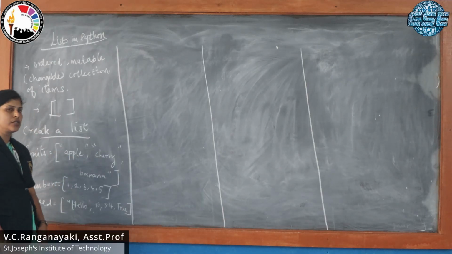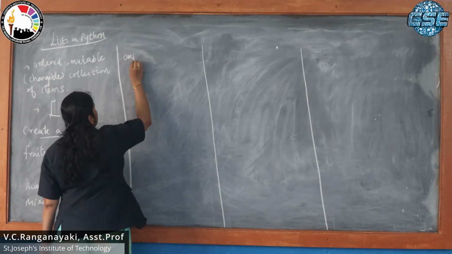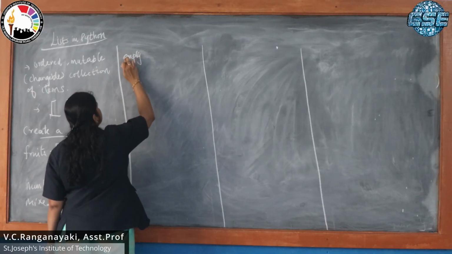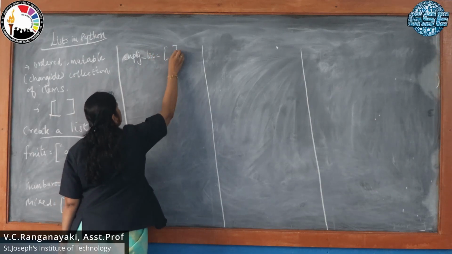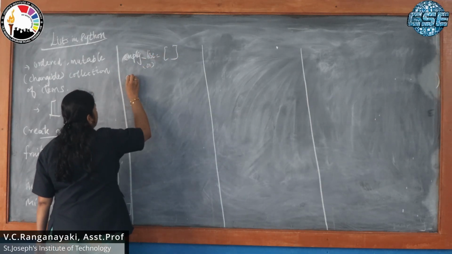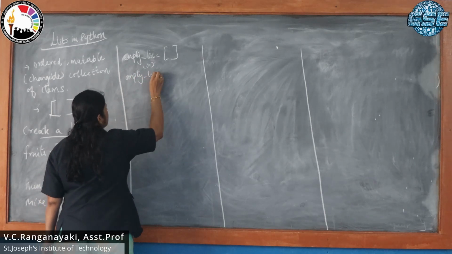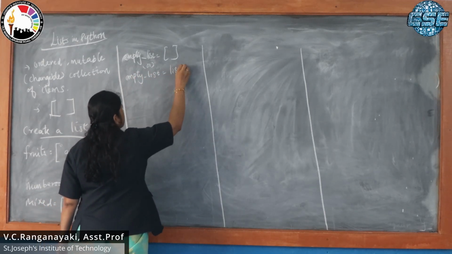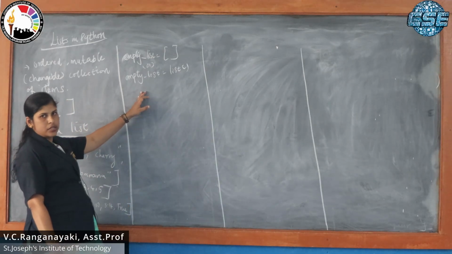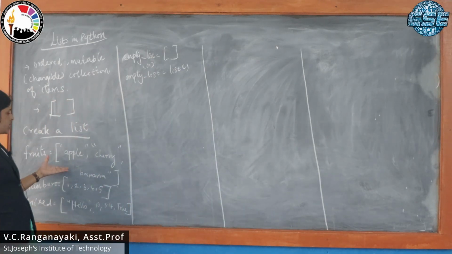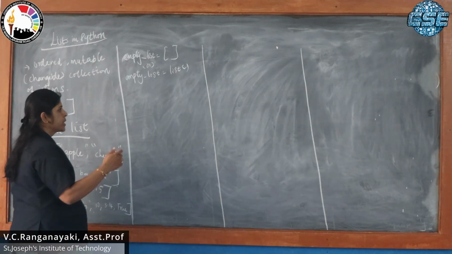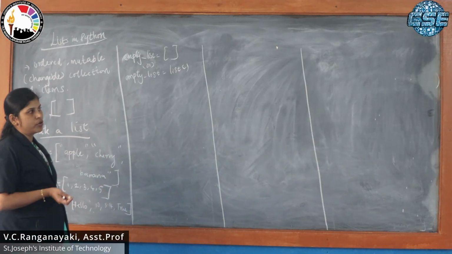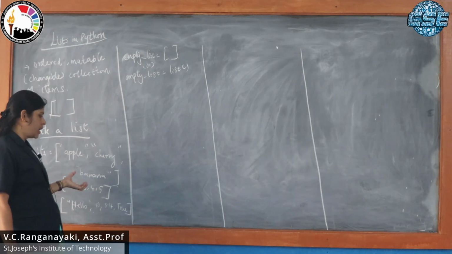So we used all the types of data in the list. We can create an empty list also. For example, empty underscore list equal to bracket, or empty underscore list equal to list function. Okay, so we can create an empty list also. So the first step is how we can create a list. We create a list with the help of strings, numbers, and also mixed data types. Next step, if suppose I want to access an item.